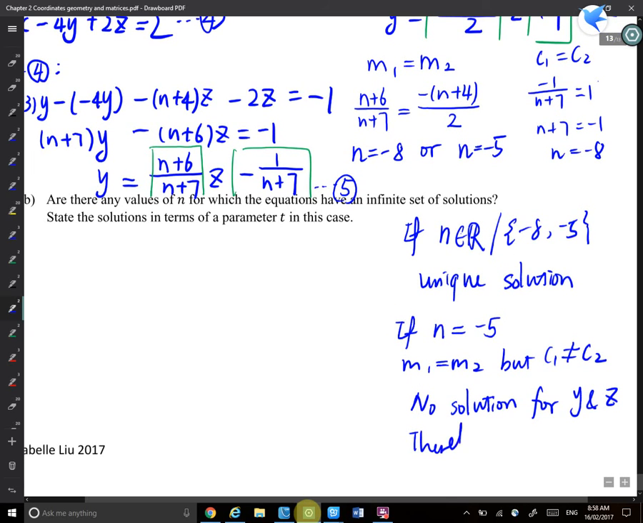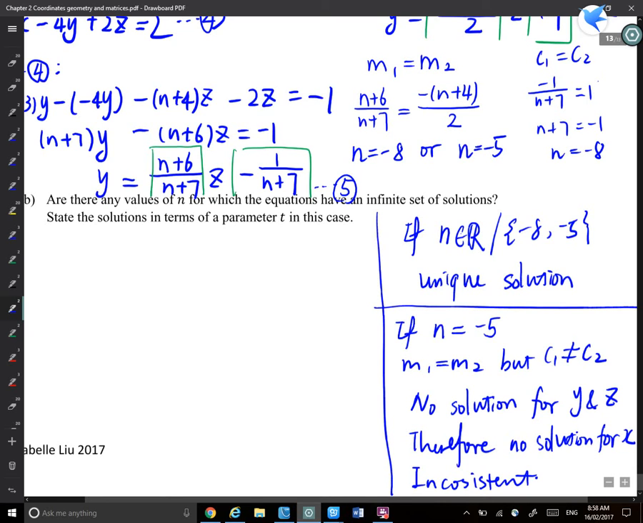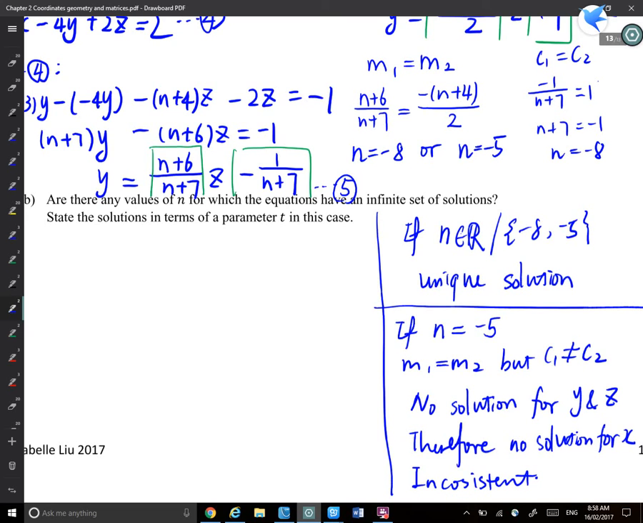Therefore, no solution for x. Therefore, it's inconsistent. It's an inconsistent case if n equals to minus 5. Because if I cannot have any value for y and z, how can we find values for x? This thing just is not going to work.